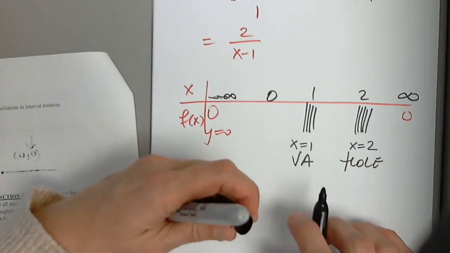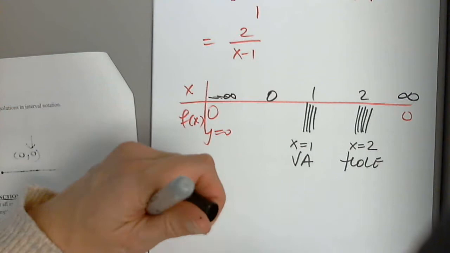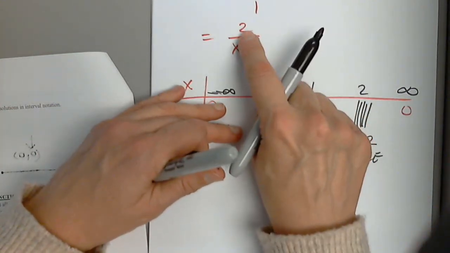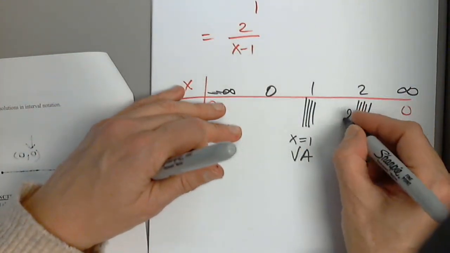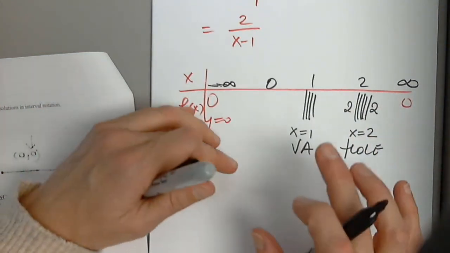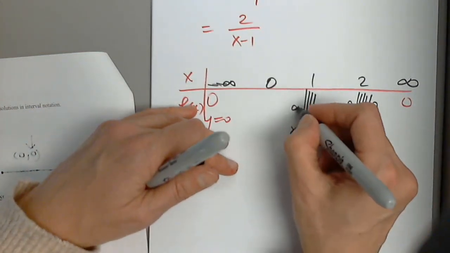It has to be a number. If it's a hole, it has to be a number, not infinity. So 2 over 2 minus 1 is 2 indeed. Very good. Now this one, because it's a VA, yes.